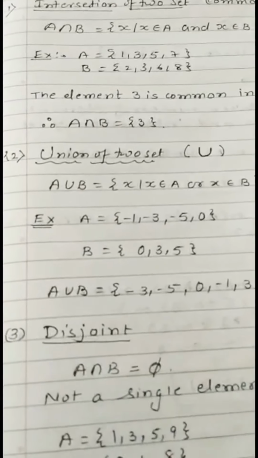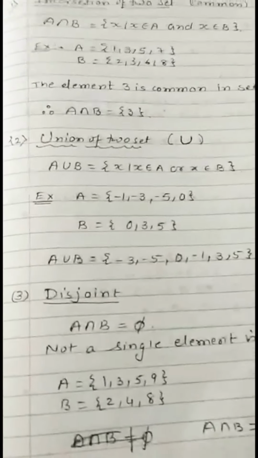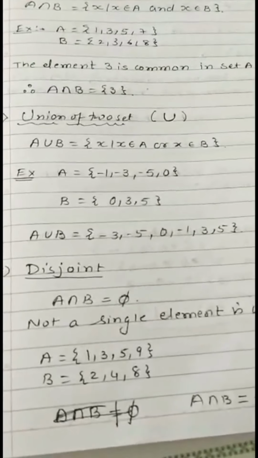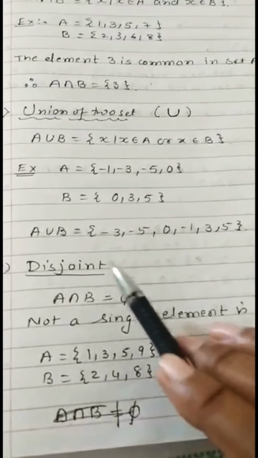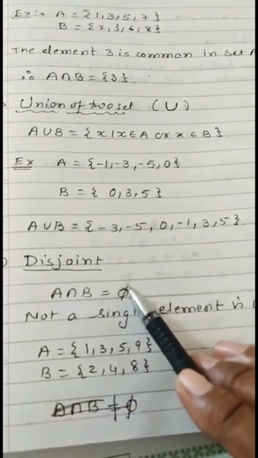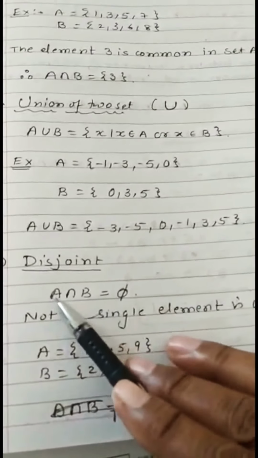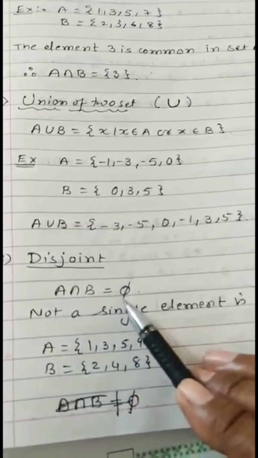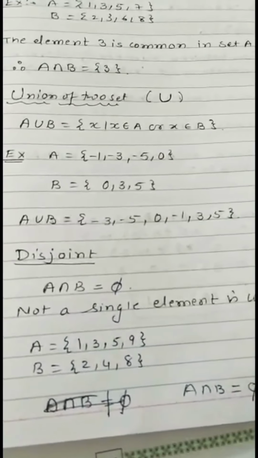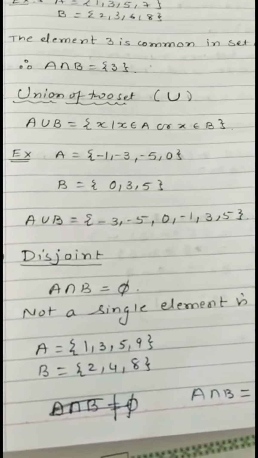Now disjoint sets. When will we say that two sets are disjoint, meaning separated? When they do not have a common element. So if A intersection B is the null set, then we can say that the two sets are disjoint sets.